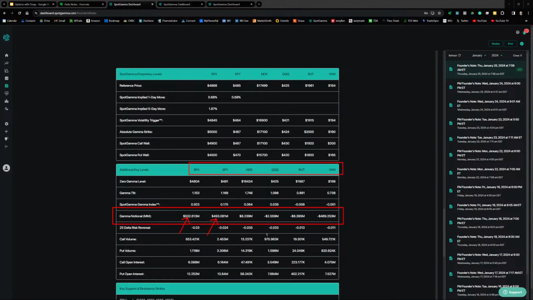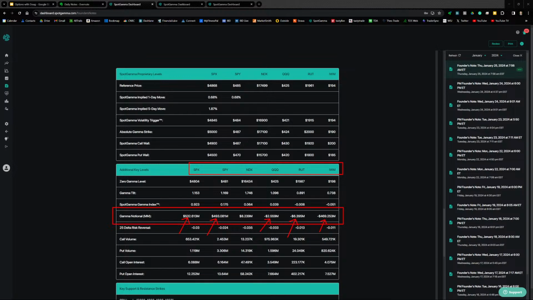And then note that now for QQQ, gamma notional has shifted just slightly negative. So for the NASDAQ, gamma notional is essentially neutral. And then for the Russell 2000, negative. So in a negative gamma environment, this indicates traders are long puts, market makers are short puts, and they have to trade with price to hedge their delta exposure. All right, so positive gamma for the S&P 500, neutral for the NASDAQ, and negative for the Russell 2000.